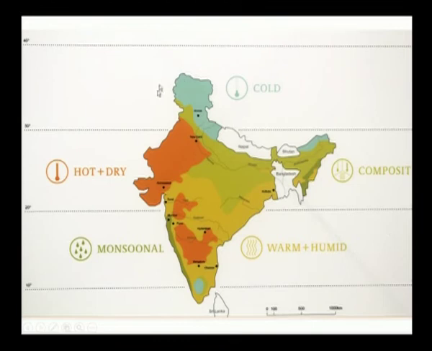The top, as you see, is cold, and then the middle strip is mostly composite, and areas such as Rajasthan and Gujarat usually experience hot and dry conditions. This light green is the monsoonal climate, and here down south is usually warm and humid because we fall in the band of the tropics.